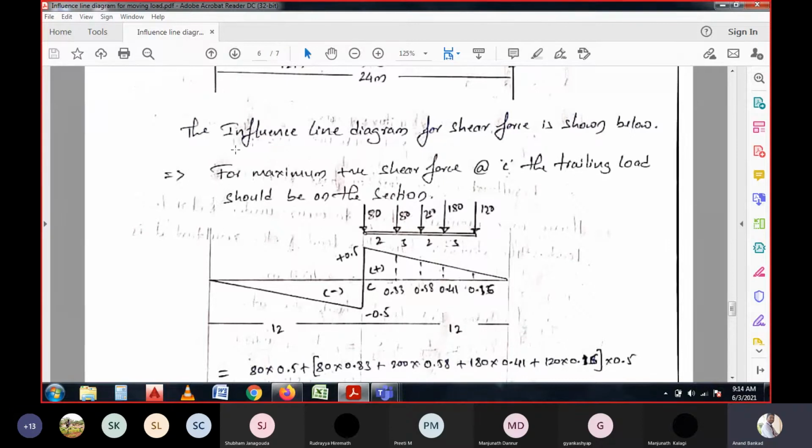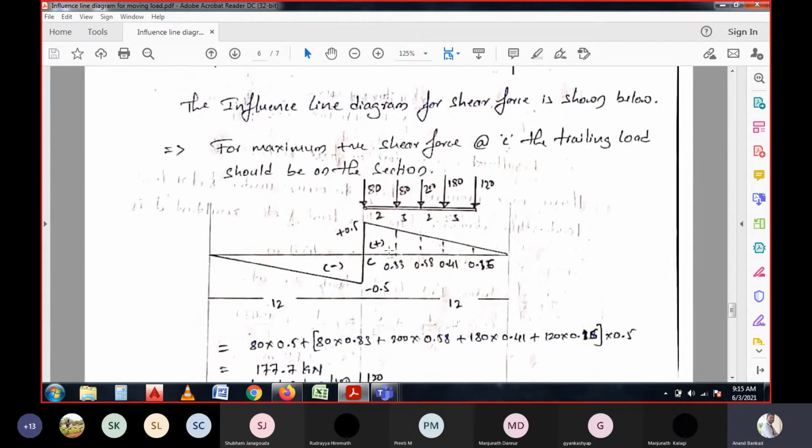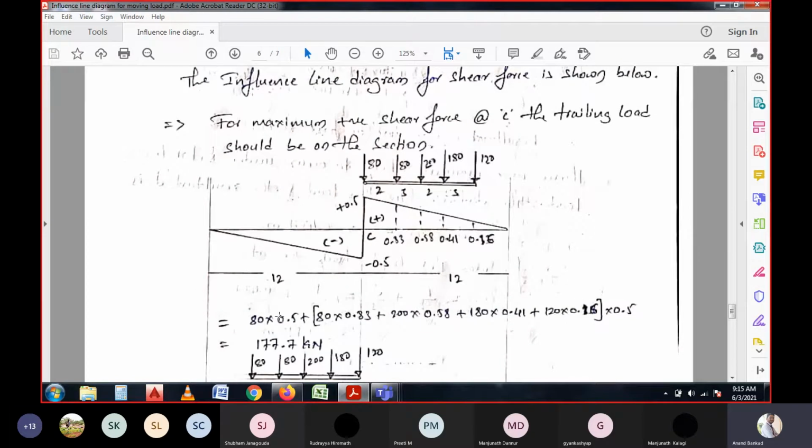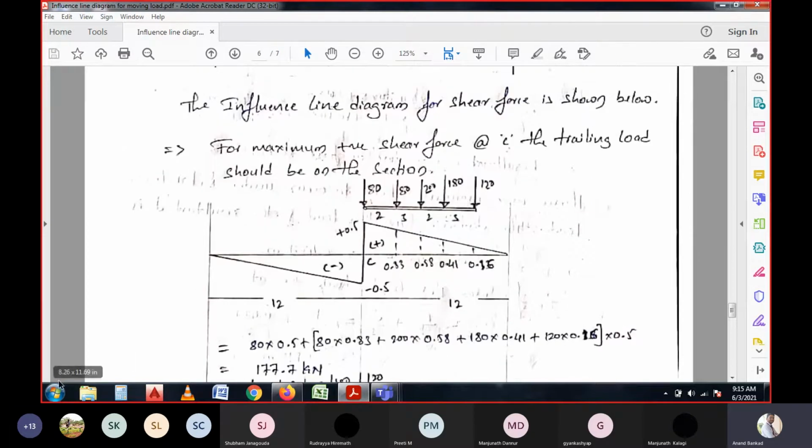So it is written here. The influence line diagram for shear force is shown here with the diagram, which is considered for positive shear force, because the loads which are considered on the right side of the span, or right side of the section, that is leading to give the positive values.